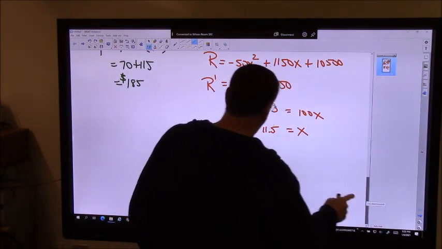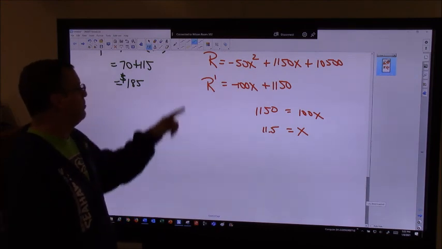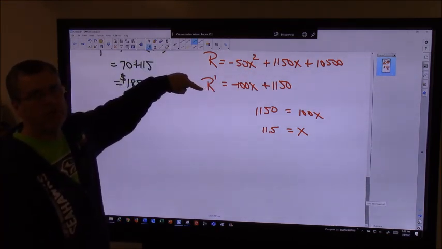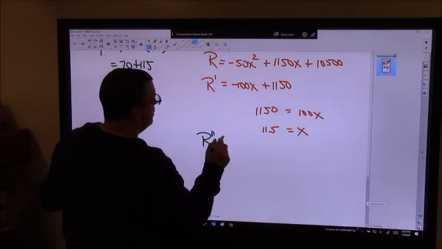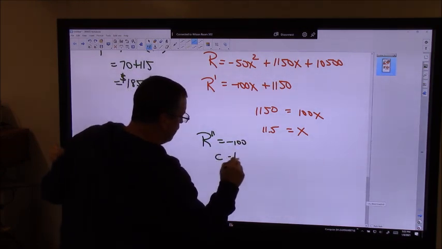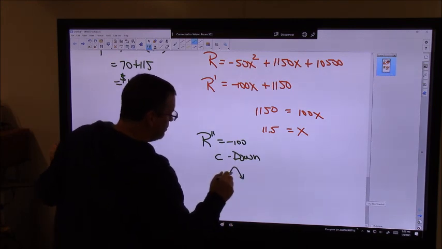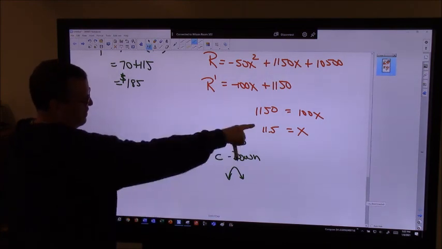So, again, I want to just verify that it is a relative maximum, not a minimum, because so far all I did is take the derivative and set it equal to 0. That could be a relative maximum or minimum. So R double prime is going to equal negative 100. Therefore, we are concave down, which means our graph goes like this. And therefore, there is a maximum at 11.5.